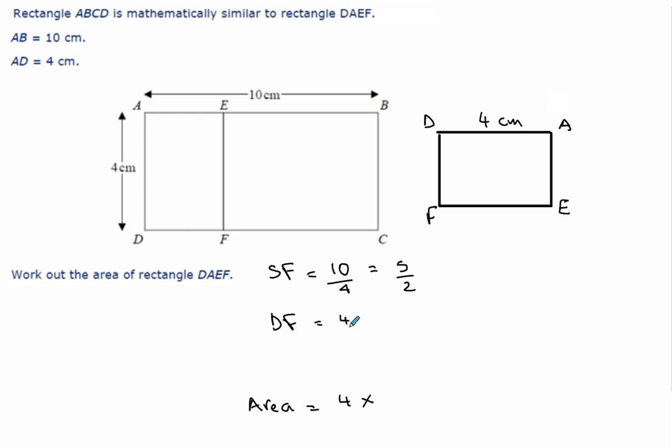So DF equals 4 divided by 5/2, which will be the same as 4 times 2/5, which is nothing cross divides here, so you've got 8 divided by 5, which is 1 3/5. And to make it simpler for multiplying, we'll get 1.6. Yeah? So then your area is 4 times 1.6, and you get 6.4 centimeters squared.